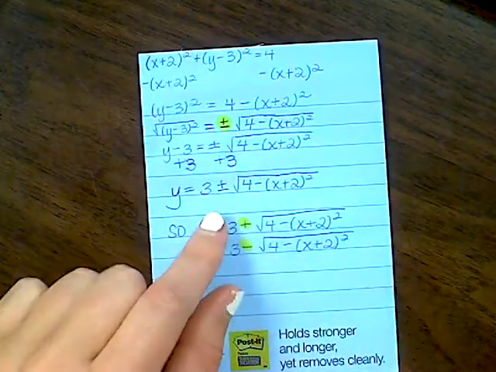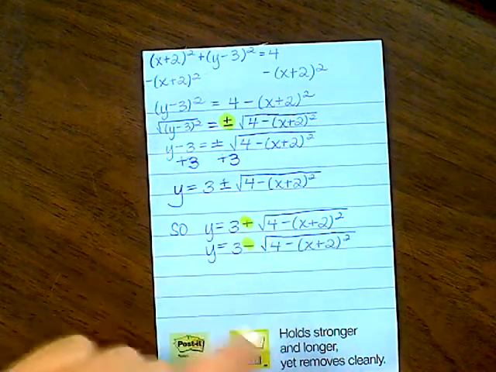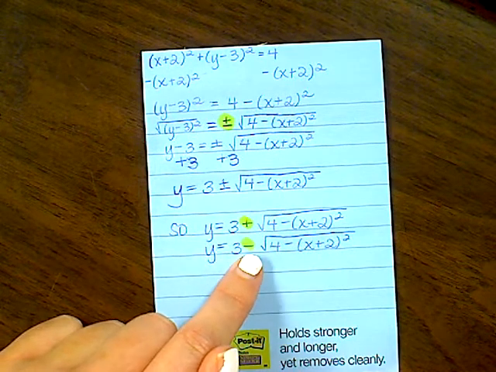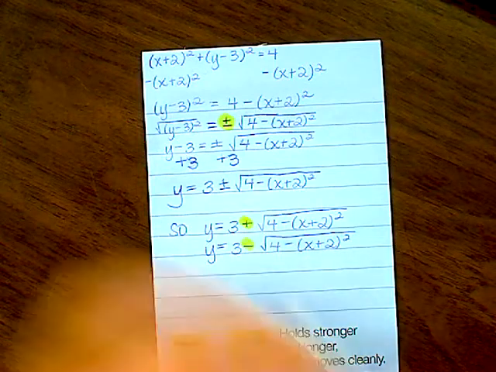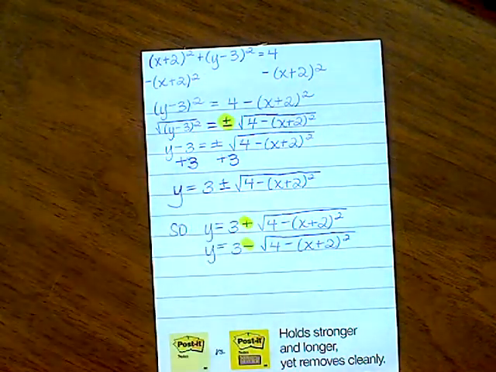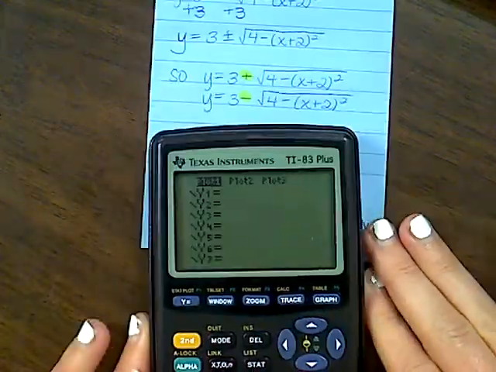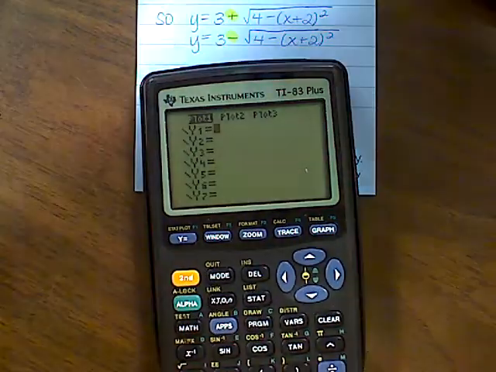So we'll end up with y equals 3 plus the square root of 4 minus (x plus 2) squared. And then the second equation we're going to use is 3 minus the square root of 4 minus (x plus 2) squared. So now all we have to do is type these two equations into our calculator. So let's go ahead and do that.